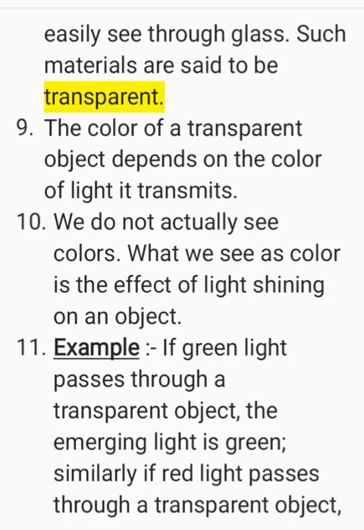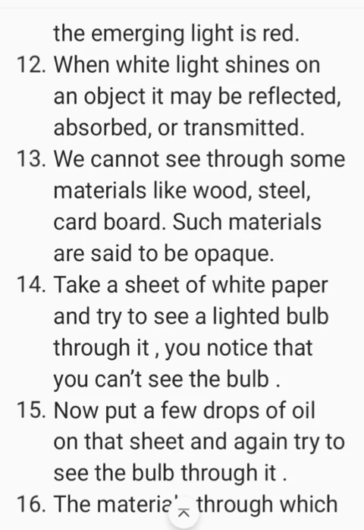Example: if green light passes through a transparent object, the emerging light is green. Similarly, if red light passes through a transparent object, the emerging light is red. When white light shines on an object, it may be reflected, absorbed, or transmitted.